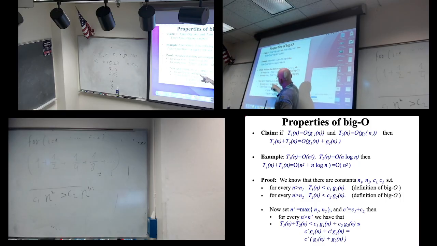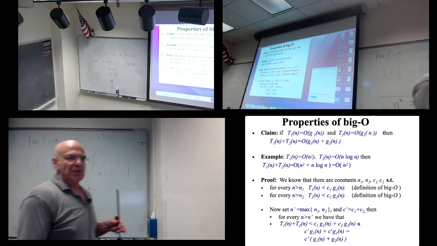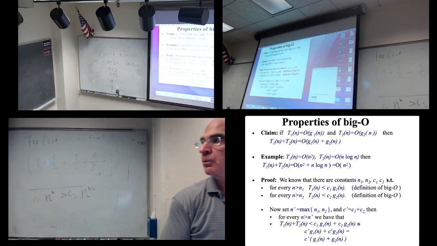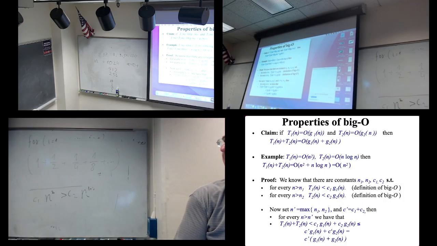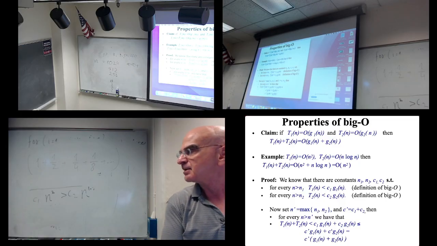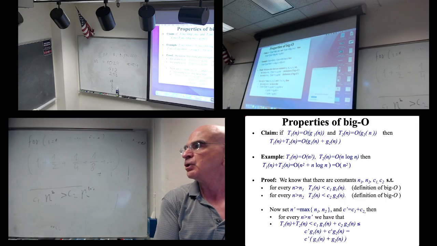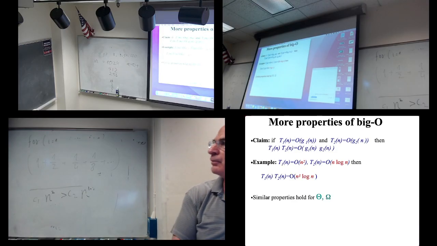Let's take C prime to be just the sum of these two. So it's smaller or equal to C prime G1 plus C prime G2, which is just C prime times G1 plus G2. Just a very tedious way to convince you that if you have one function that runs in n squared and one that runs in n log n, and you're doing both of them, the total is order of n squared.